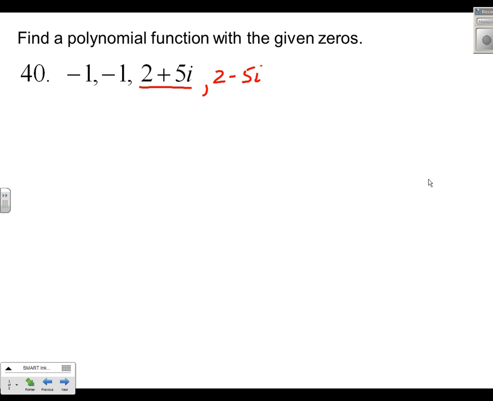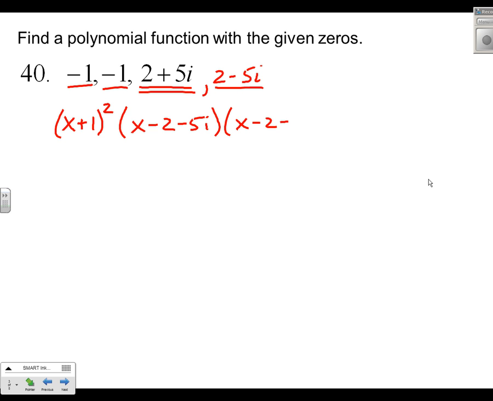So my polynomial, if negative 1 is a 0, x plus 1 is a factor. If negative 1 is 0, x plus 1 is another factor. If 2 plus 5i is a 0, x minus it, x minus 2 distribute minus 5i is a factor. If 2 minus 5i is a 0, then x minus that, distribute, minus 2 plus 5i is a factor. And to be honest, we found a polynomial function that has those zeros, but we would, at the very minimum, FOIL this out because we have conjugate goodness going on there.